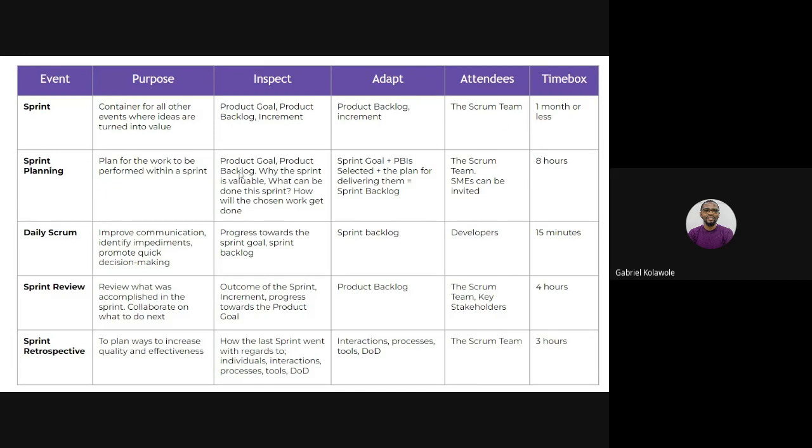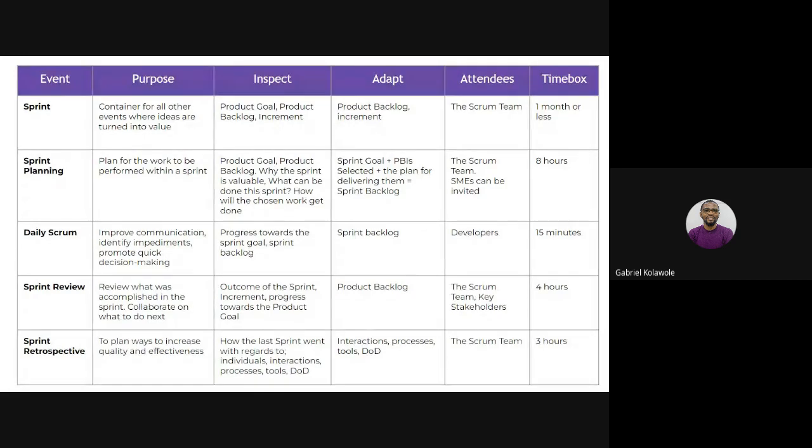Now here, what do you inspect? You inspect your sprint goal, what I was explaining just a few minutes ago. You inspect your product goal, then your product backlog rather. From your product backlog, you know what your product goal is. Then why the sprint is valuable is also something you inspect. We need to understand why that sprint. Why do we want to start with giving basic information on the landing page? What will this do for people that want to learn about Scrum? That's one of the things that will be inspected.